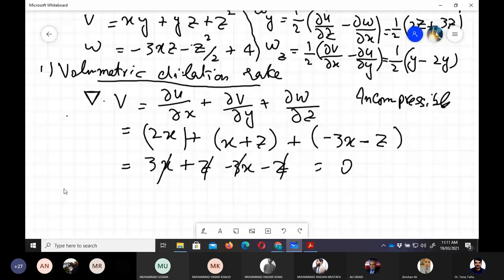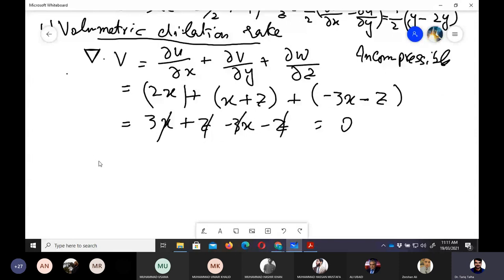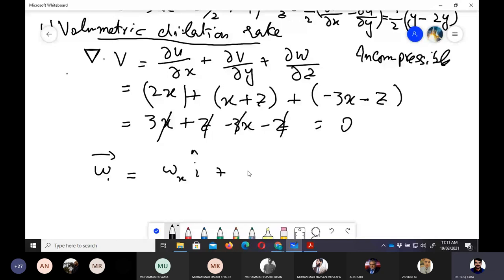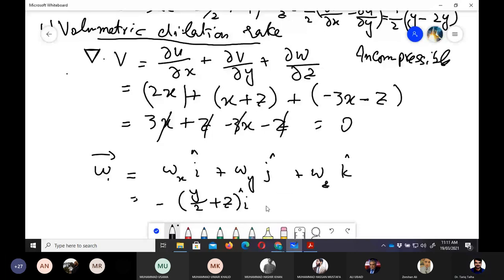Okay, so we can write the rotation vector here, W would be equal to WX i plus WY j plus WZ k. So WX value was equal to minus Y by 2 plus V i plus 5Z by 2 j plus, it should be minus here, minus Y by 2 k. So this is the rotation vector.